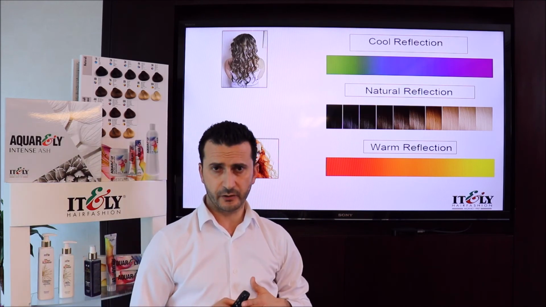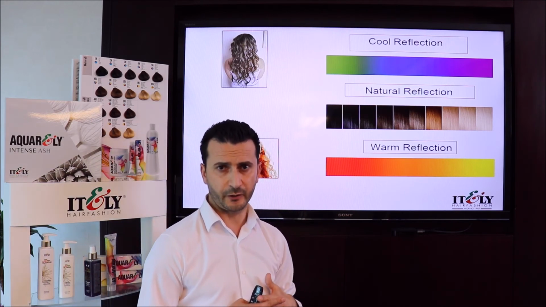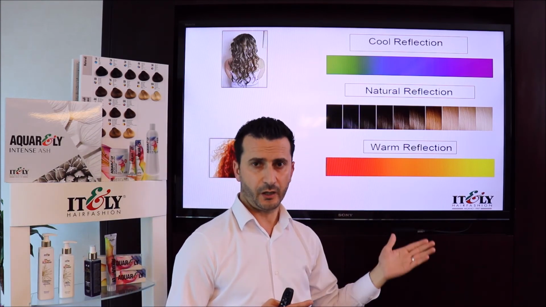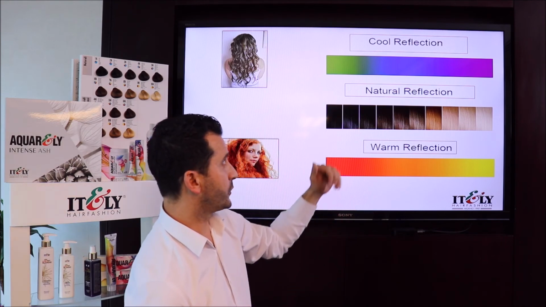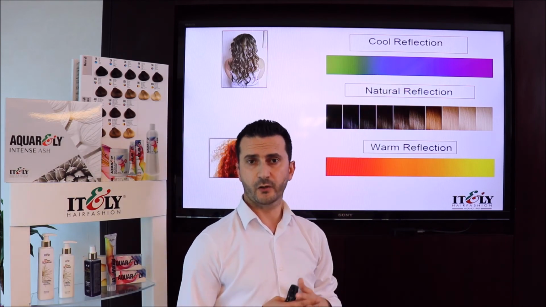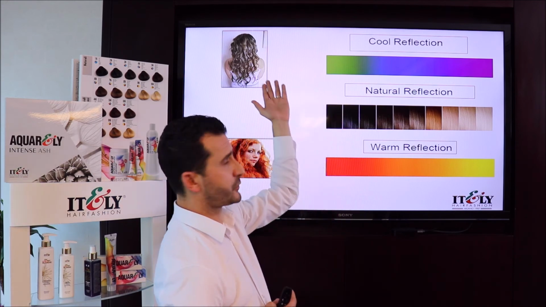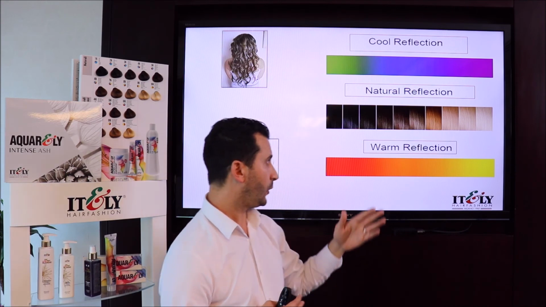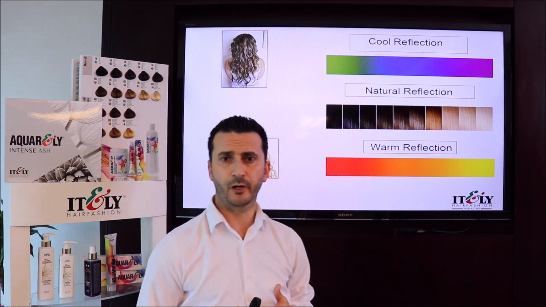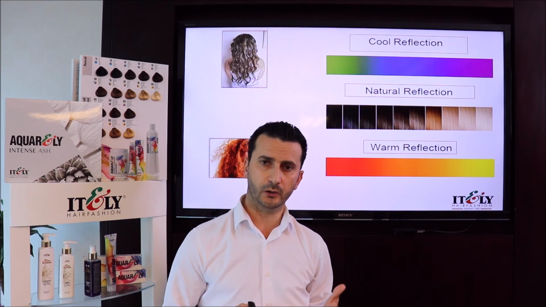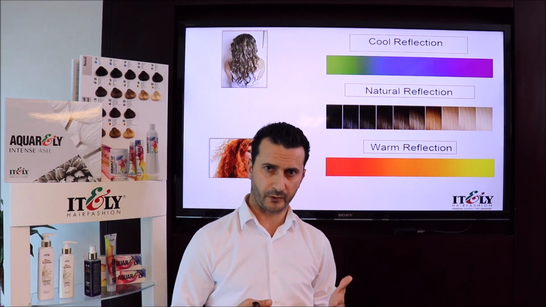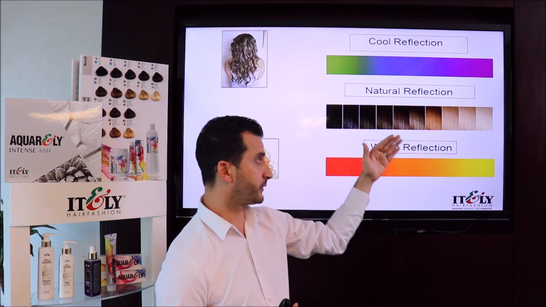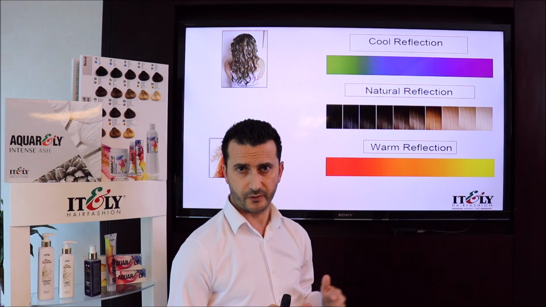For the color reflection, in general, we have 3 main families. We have the natural in the middle, which is not too ash and not too reddish. We also have the cool reflection, usually the ash tone and the matte tone, which we call the cool shades. And also the warm reflection, like copper, red and gold, which we call warm reflections. Usually the cool reflections cancel or complement the warm reflections, and vice versa.